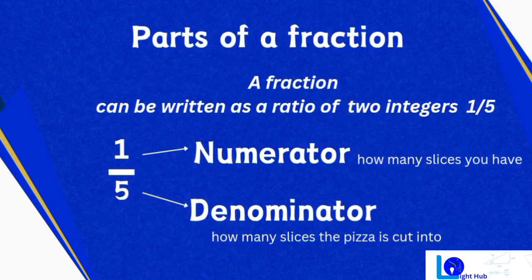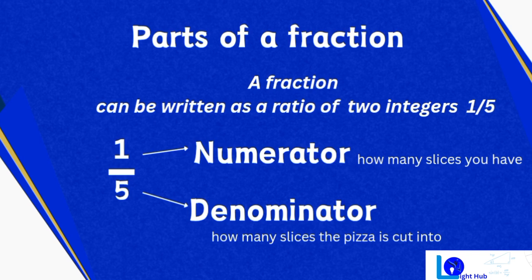So a fraction can be written as a ratio of two integers, as you can see in our example 1/5. It can be written as a ratio of two integers where the top, that one, is the numerator and the number below is called the denominator, which is 5.